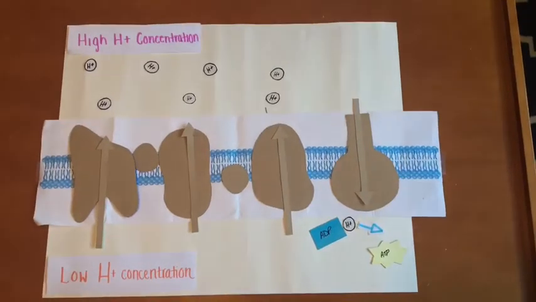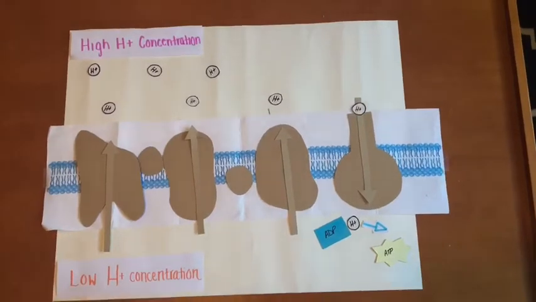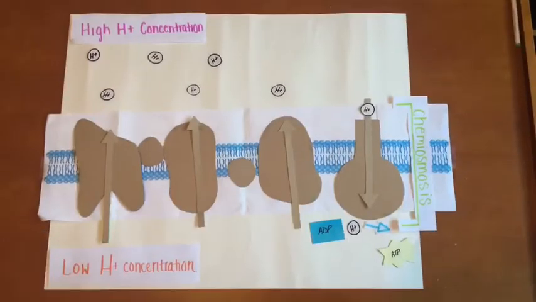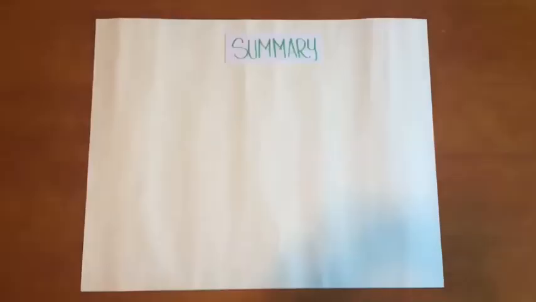ATP synthase complex helps phosphorylate ADP into ATP, allowing H+ ions to flow through the membrane, and uses energy released from the electrons moving down the ETC to power the complex.